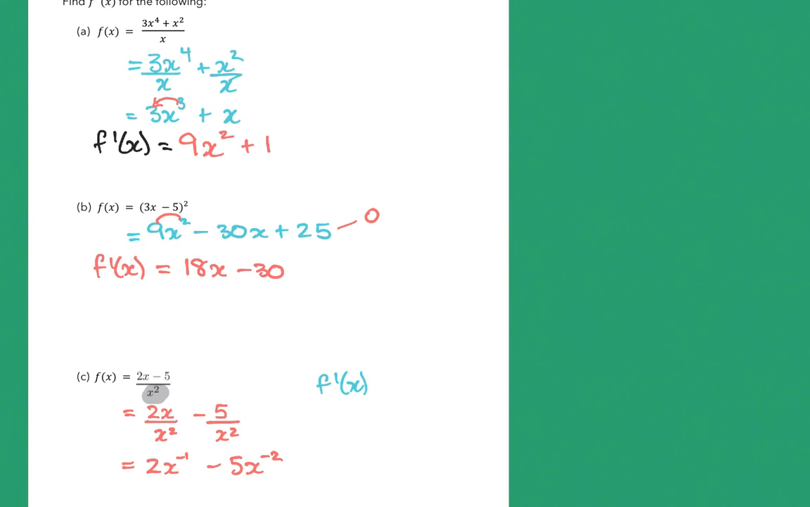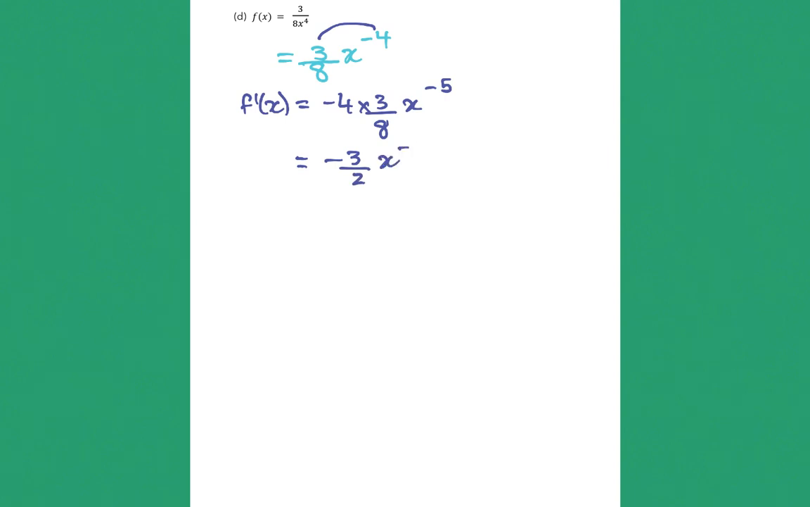Now, f dash of x. So I'm going to bring my first term down, -2, and decrease the power to -3. -2 times -5 is going to give us a positive 10x to the -3. We're finished.